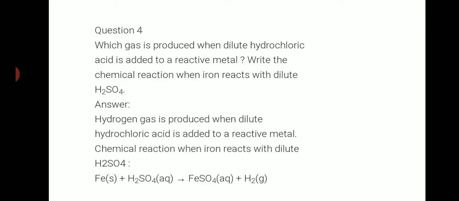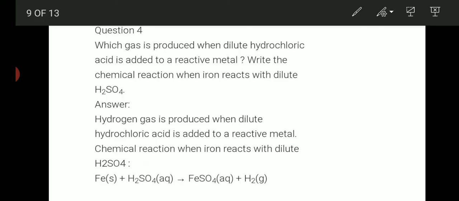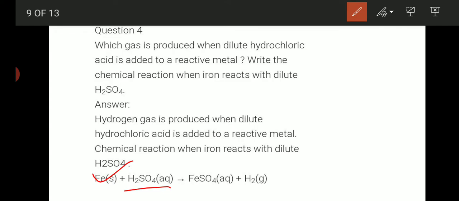Let's move on to the next one. Which gas is produced when dilute HCl is added to a reactive metal? So that is hydrogen gas. And write the chemical reaction when iron reacts with dilute sulfuric acid. So the answer is hydrogen gas is produced when dilute HCl is added to a reactive metal. When a metal reacts with acid, always hydrogen gas is liberated. Then you have to write the reaction: iron, its symbol is Fe, plus H2SO4 gives FeSO4 and hydrogen gas. Okay, this is salt. Clear?